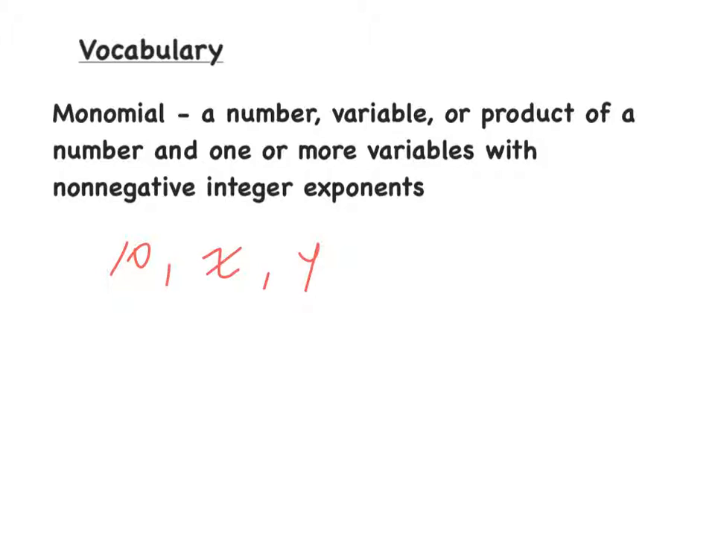It's the product of a number, like 10x, or x squared, because that's x times x. That's what the product means: anything that's being multiplied. It's also anything with non-negative integer exponents. So this 2 is non-negative. So these are all examples of monomials.